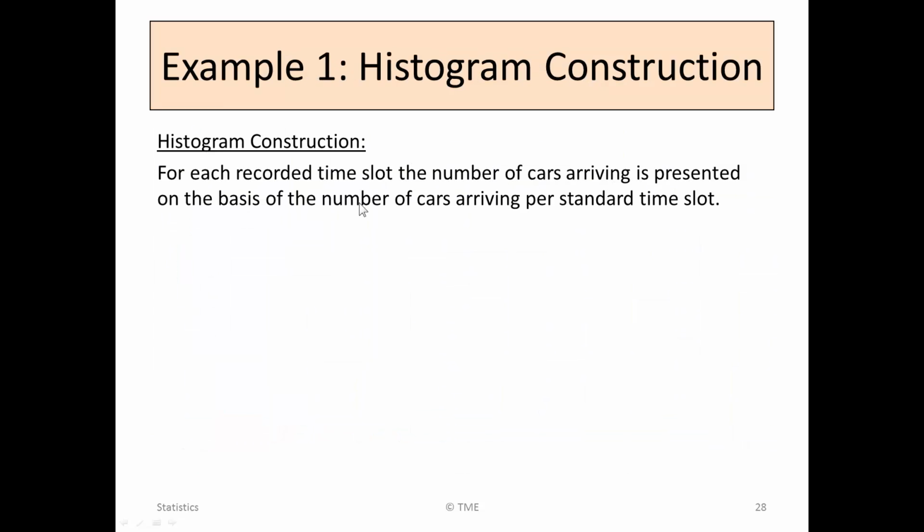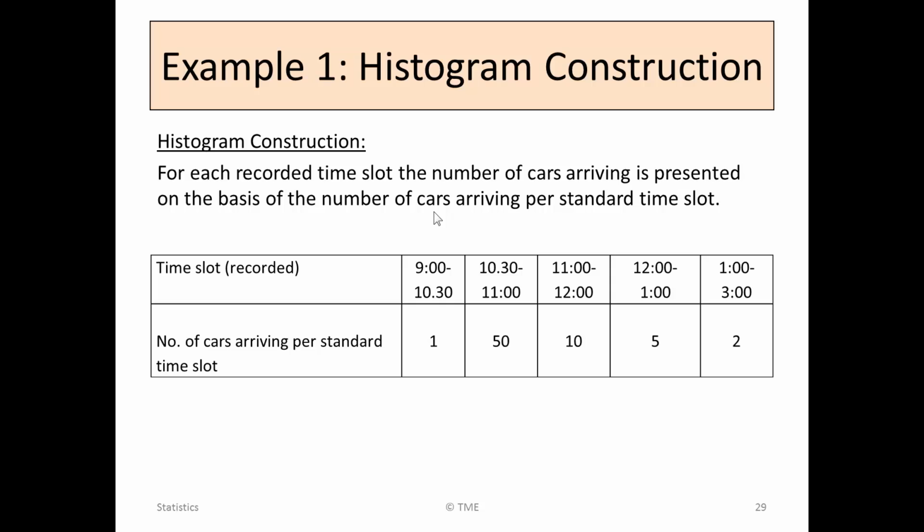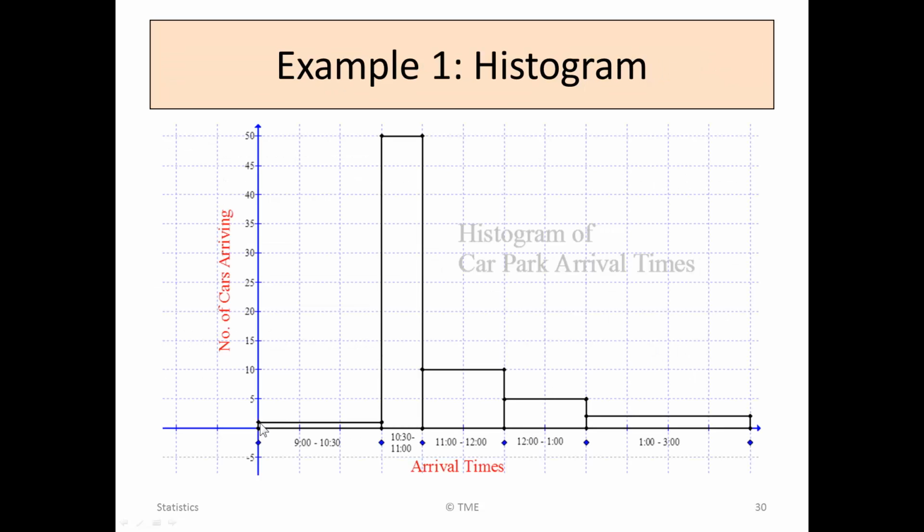For each recorded time slot, the number of cars arriving is presented on the basis of the number of cars arriving per standard time slot. This is important. So, for example, between 9 and 10:30, we had 1 car per half hour. 10:30 and 11, 50 cars per half hour, and 11 to 12, 10 cars per half hour, and so on. So if we draw that there, we have 1 car per half hour, just 1 between 9 and 10:30, then 50 between 10:30 and 11, 10 cars per half hour between 11 and 12, and so on.